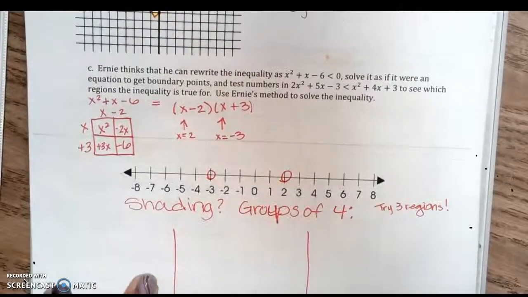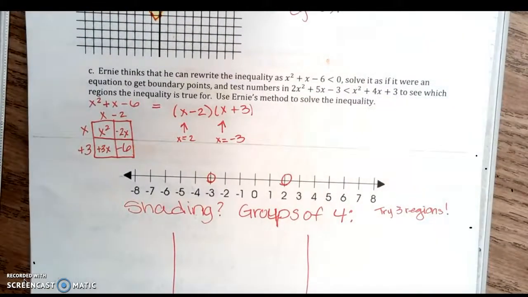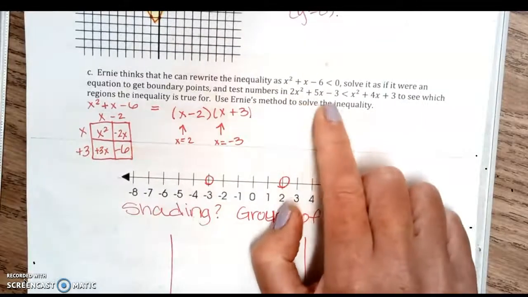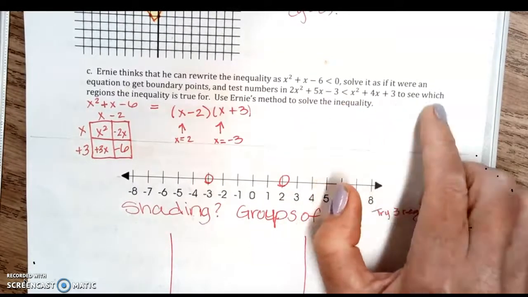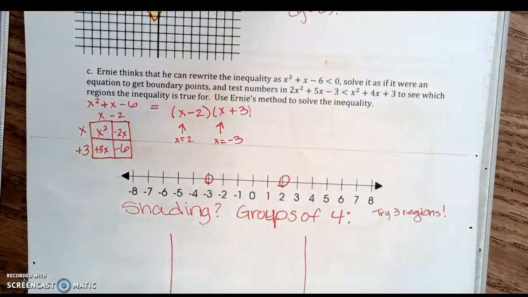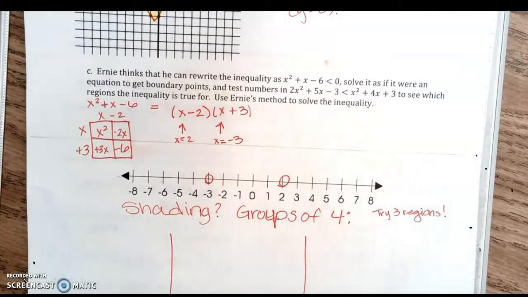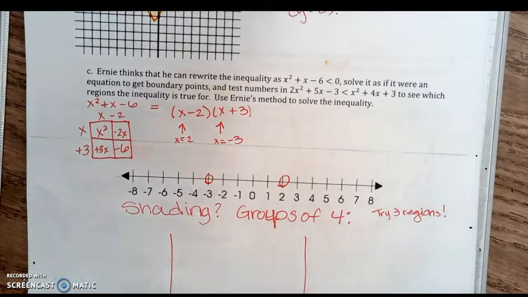Part C says, Ernie thinks that he can rewrite the inequality as x squared plus x minus 6 is less than 0. Solve it as if it were an equation to get boundary points and test numbers in the 2x squared plus 5x minus 3 less than x squared plus 4x plus 3 to see which regions the inequality is true for. Use Ernie's method to solve the inequality.